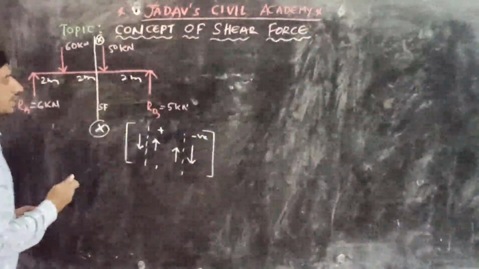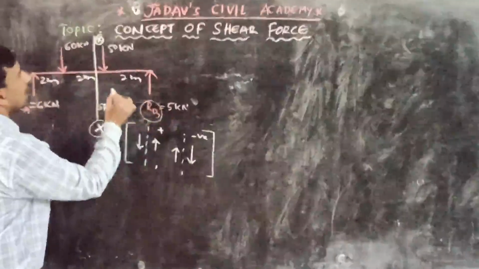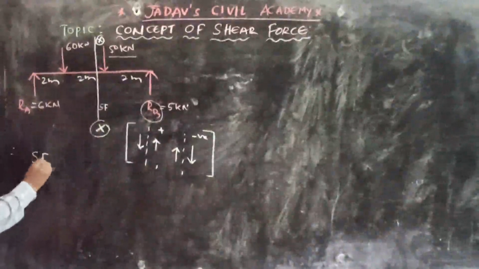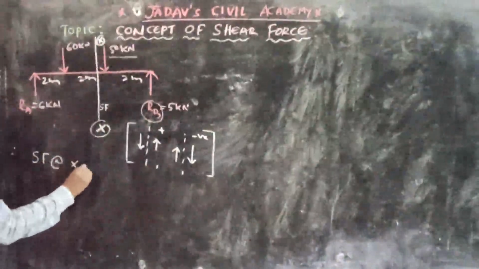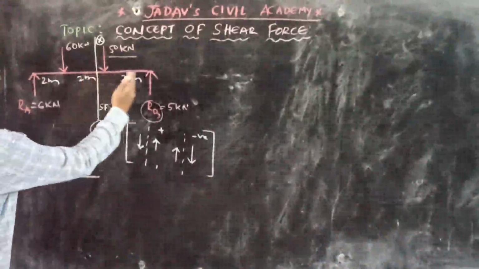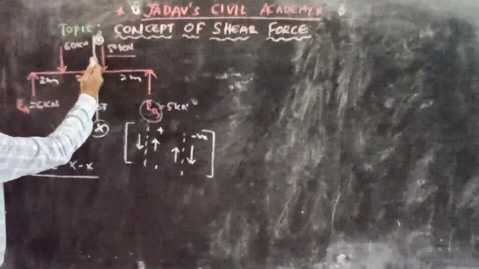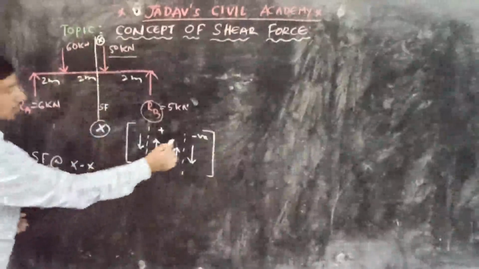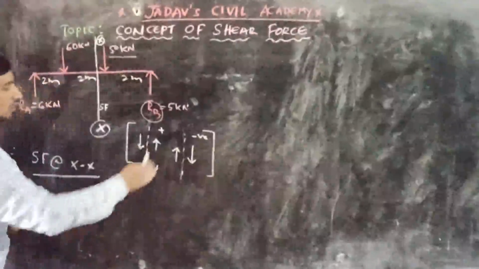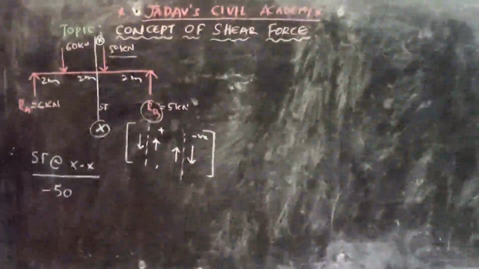So how many forces are acting at the section? There are two vertical forces acting. One is RB, another is the 50 kilonewton force. Therefore, shear force at section XX is equal to: the 50 kilonewton force is acting on the section right side downward. So according to my sign convention, section right side downward forces are negative. So it is minus 50.